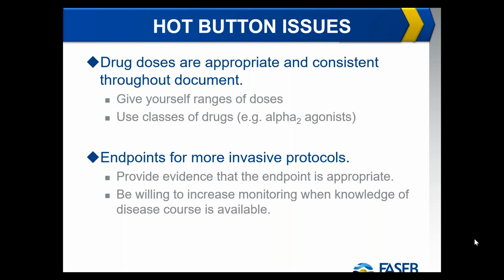Also, if you can, see if you can get classes of drugs approved. A good example are alpha-2 agonists. A few years back, there was a shortage of xylazine, and we were scrambling to get many amendments in to use another alpha-2 agonist. So those are things to consider.